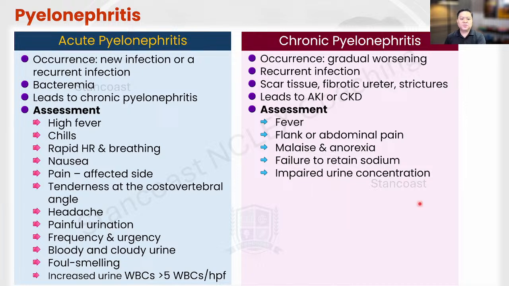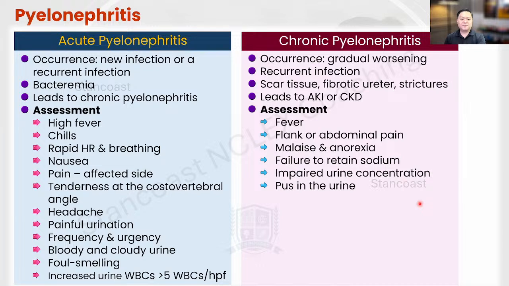Now, there's also impairment of urine concentration, because the pyelonephritis in this type is causing damage to the renal tubules already, and this is impairing its ability to concentrate the urine. And that is why there will be some polyuria, excessive production of urine, and in some cases, it can also cause nocturia. So how bothersome is that?